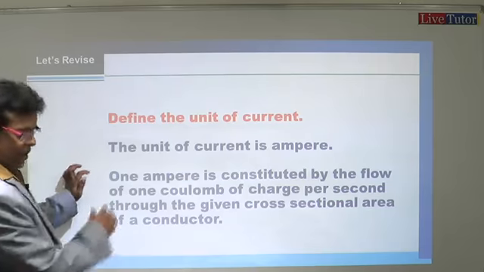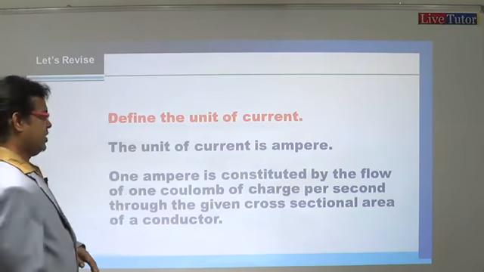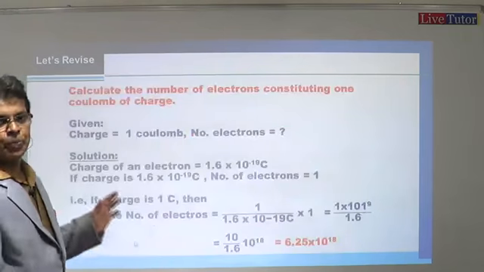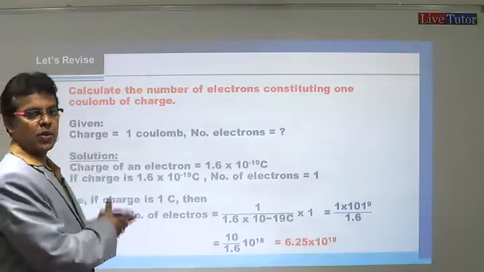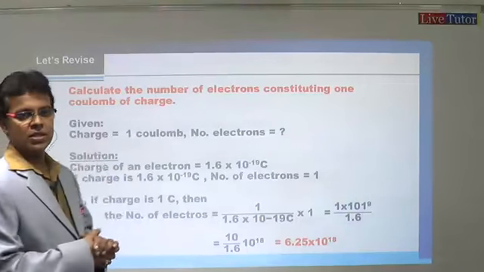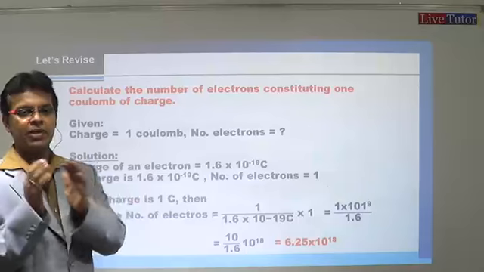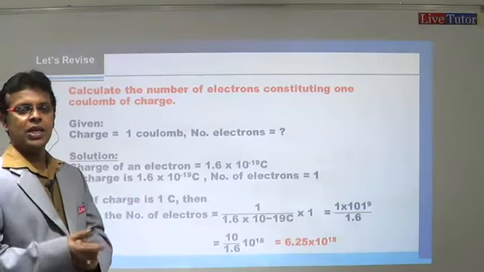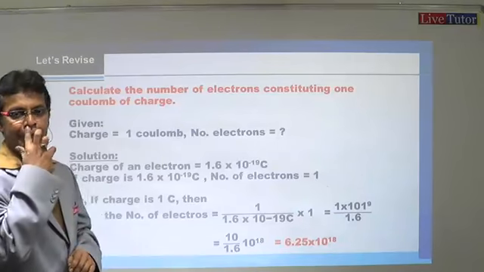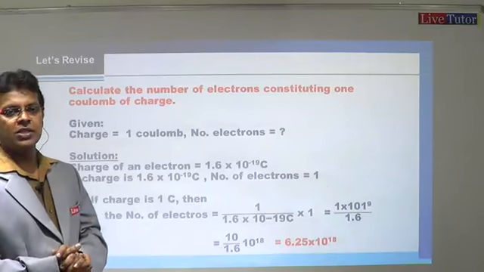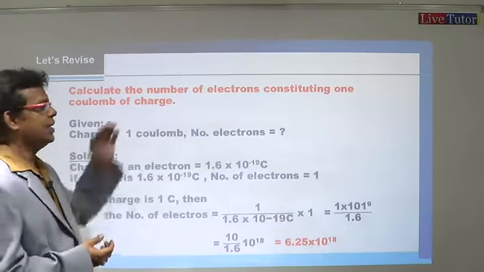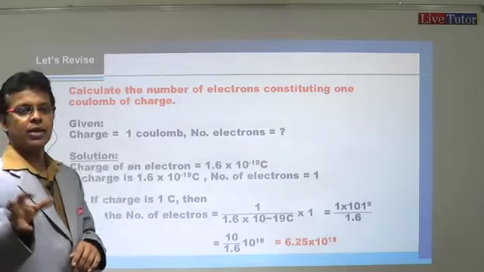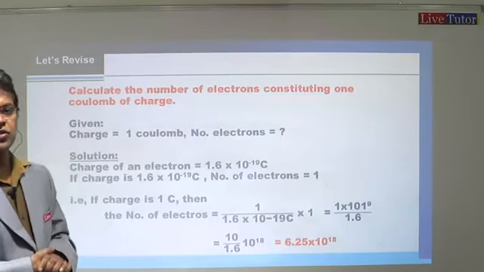Oh, this is the definition of unit of current. Next, this is also one of the important 3-mark questions. Calculate the number of electrons constituting 1 coulomb of charge. That means how many electrons are there in 1 coulomb of charge. Instead of asking directly, they are asking in the indirect way. Calculate the number of electrons constituting 1 coulomb of charge.